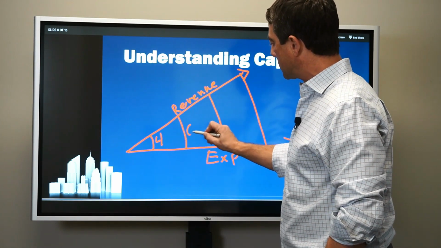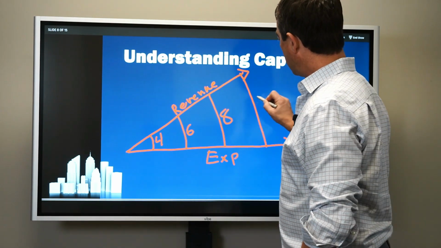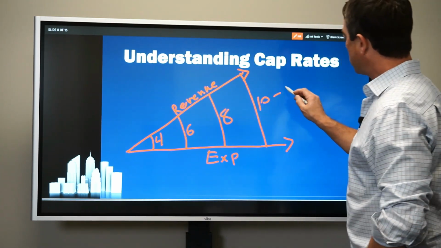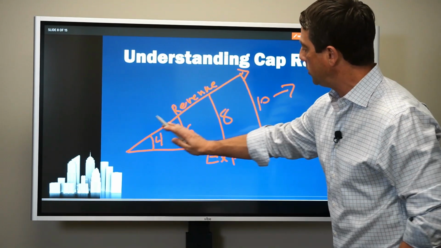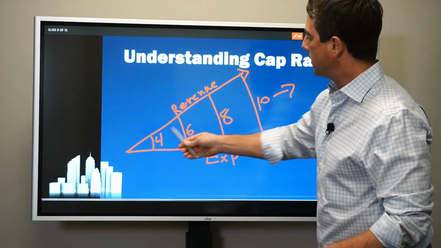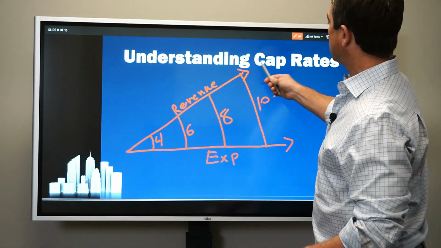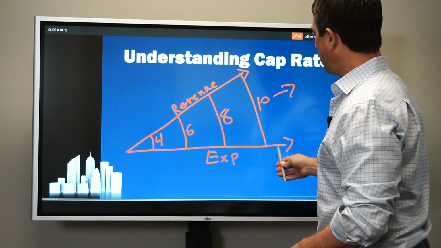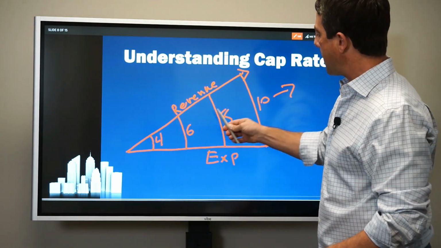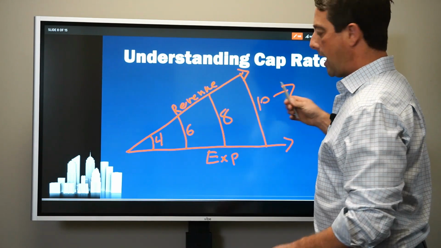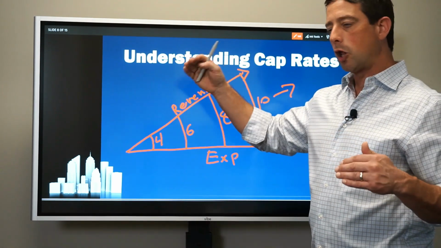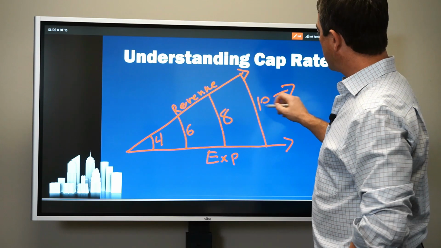Well, that turns into a 6, an 8, a 10, and so forth and so on. And the longer that you hold that property and the longer that you're able to raise the revenue and keep your expenses relatively low, the faster your cap rate decompresses. And as it decompresses or gets larger, you're creating value in that property.